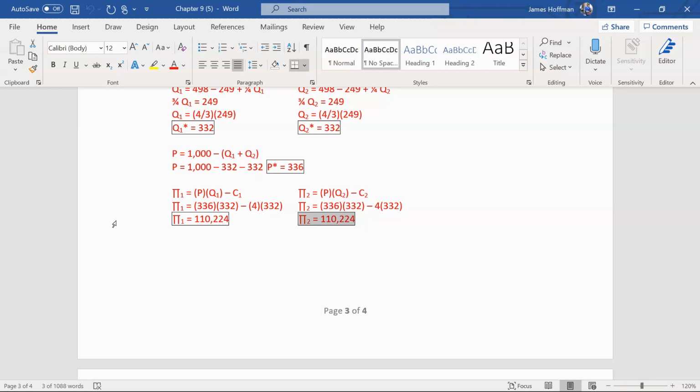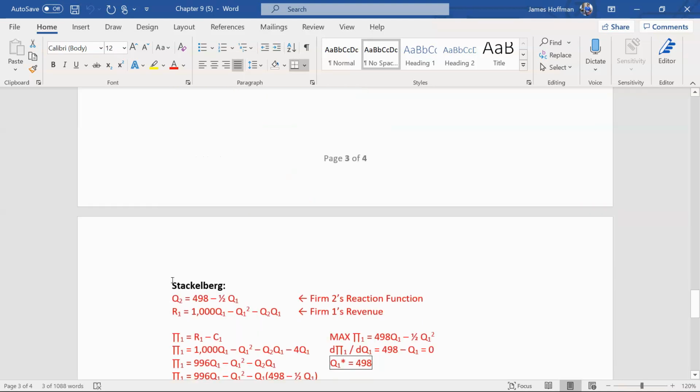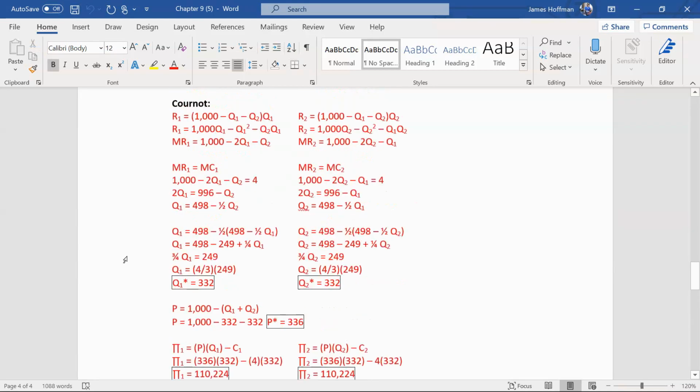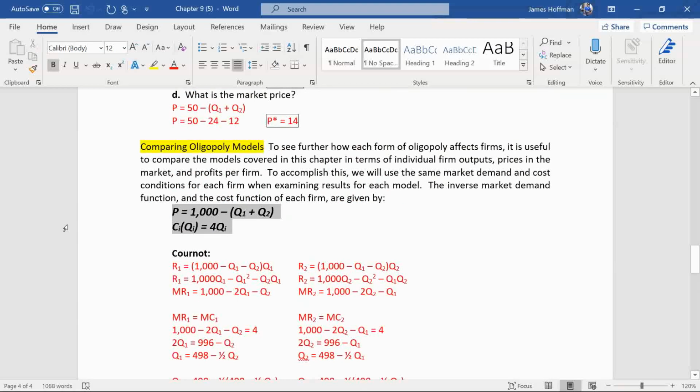And so the point of this analysis is to compare this result with the Stackelberg result. So that's what we're doing now. Okay, so using the same demand function and the same cost function, let's now look at it from the Stackelberg perspective, where we have a leader and a follower, and the results can be quite different because of the nature of the industry.